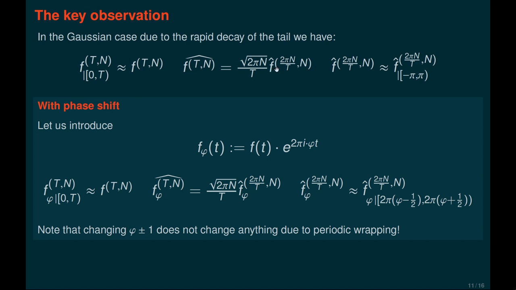And now look at the other side of this equation. I have the wrapped around version of the Fourier transform of this Gaussian, which is another Gaussian, but now with a smaller standard deviation.